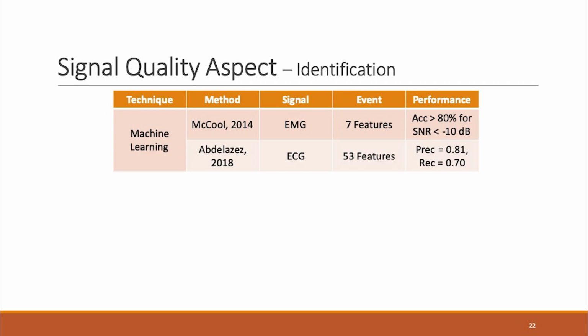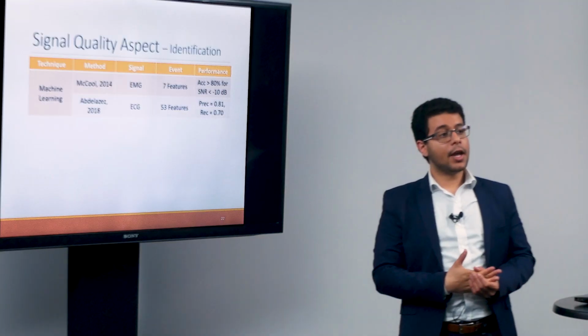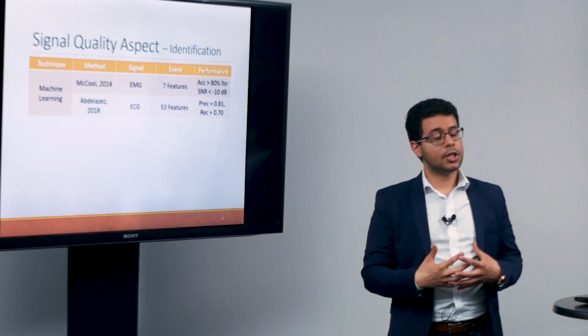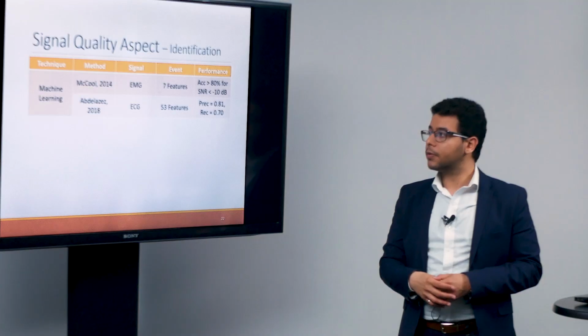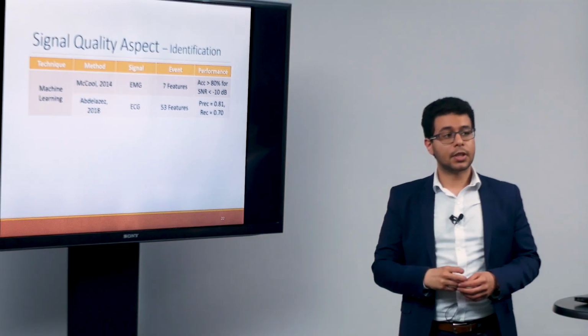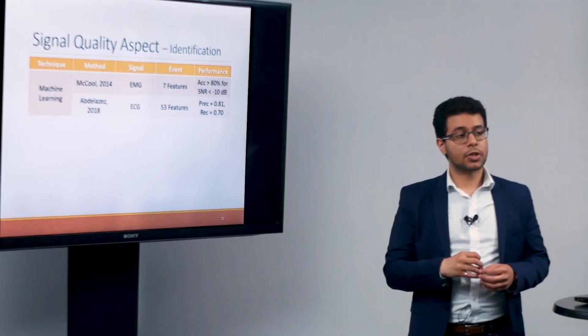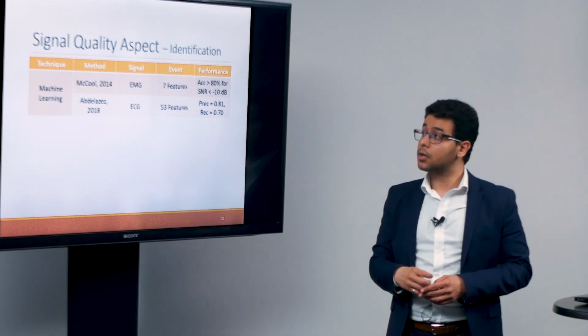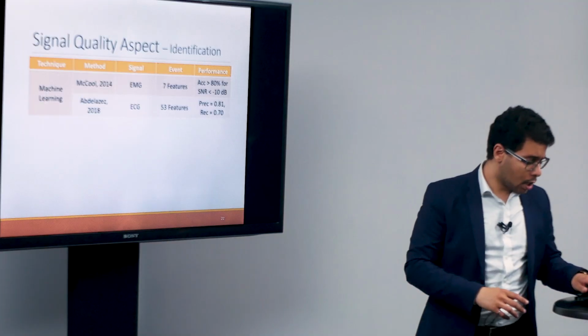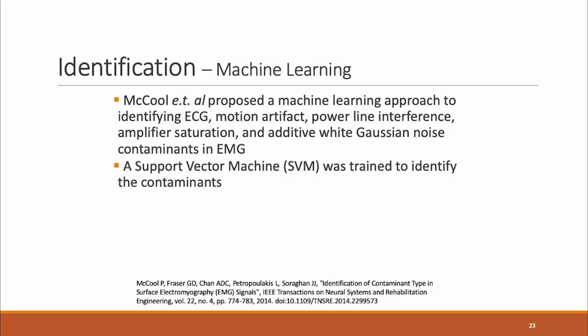So here, as an example, McCool for EMG extracted 7 features and was able to discern the different types of noises. I actually did some work in that area, but I did it on ECG, and I extracted 53 features, and used them in order to discern the type of noises and different combinations of noises, and was able to achieve precision and recall of 0.81 and 0.70. So let's go through the technique that has been developed by McCool.